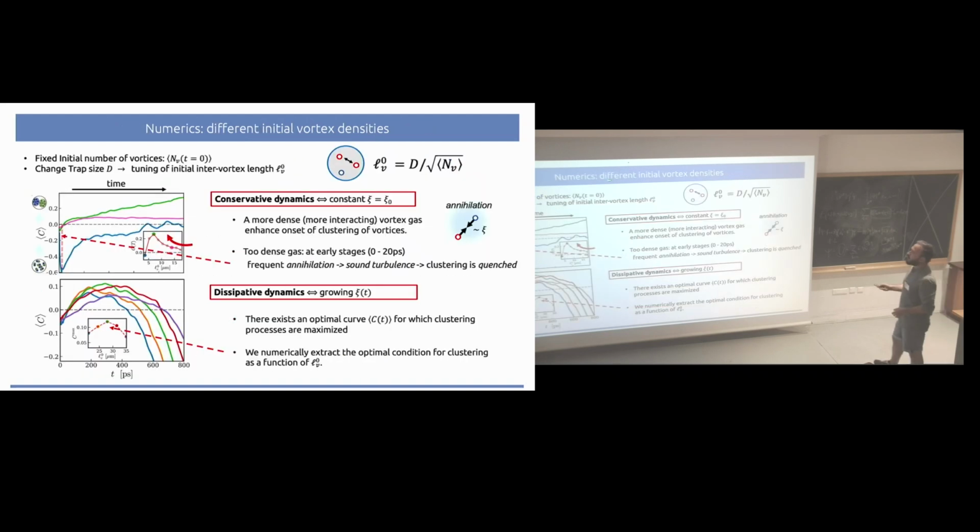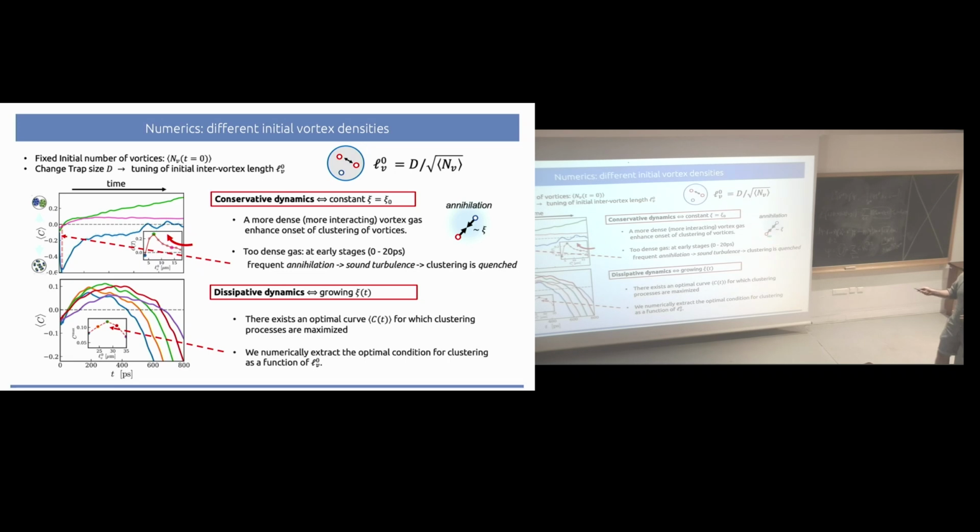We answer this question by solving numerically for different initial vortex densities. We fix the initial number of vortices and we change the drop size, so we can tune the initial intervortex length. We look at the conservative case and the dissipative case. Already in the conservative case, we can see that a denser and therefore more interacting vortex gas enhances the onset of clustering of vortices.